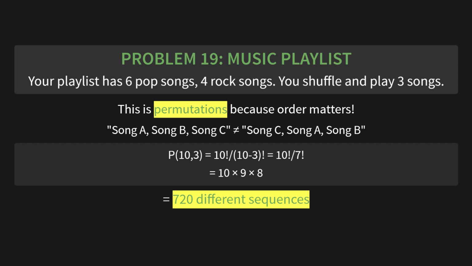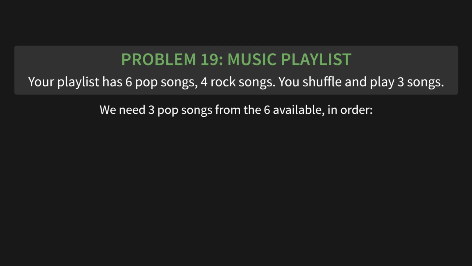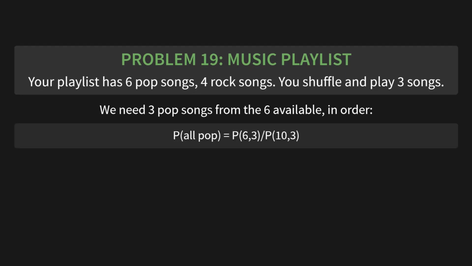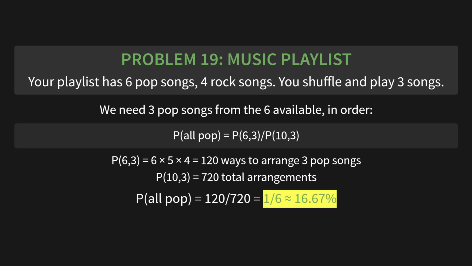Now, what's the probability all 3 songs are pop? We need to pick 3 pop songs from our 6 available and order still matters. How many ways can we do that? 6 choices for the first pop song, 5 for the second, 4 for the third. That's 120 sequences of pure pop. Out of our 720 total sequences, 120 are all pop. That gives us about 17% chance of a pop trilogy.